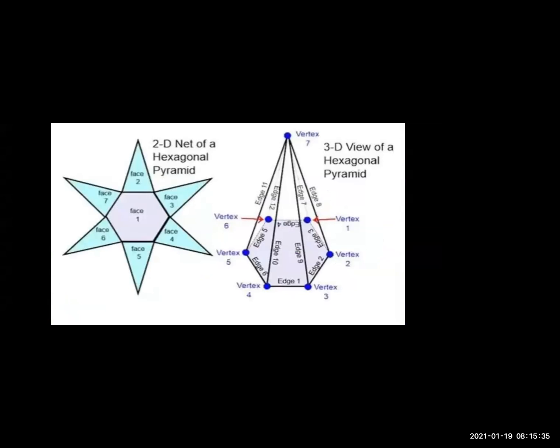Now here we can see the 2D net and 3D net of a hexagonal pyramid. It has seven faces and seven vertices. See here, you can see how it becomes seven vertices. Vertex 1, vertex 2, vertex 3, vertex 4, 5, vertex 6, and the top where all the triangles come to the point, they make a needle shape to the top side. It makes one vertex, that is the seventh vertex.